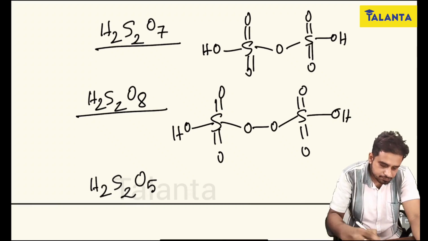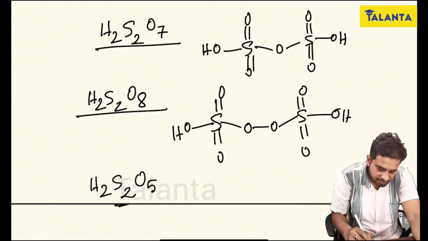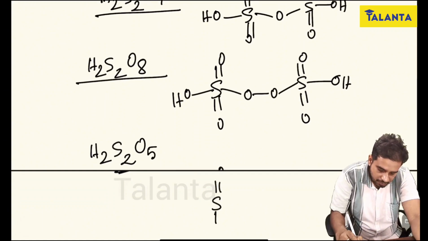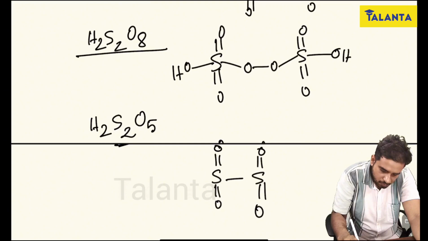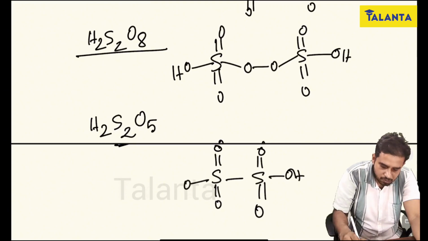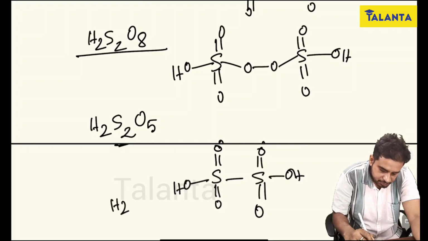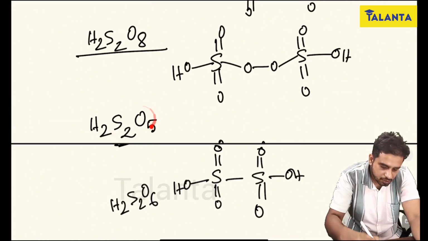To draw this structure, as there are two sulfur atoms here, we also take dithionic acid as the reference. So at first we are drawing the structure of dithionic acid once more. So this is H2S2O6. And what is the difference between these two?